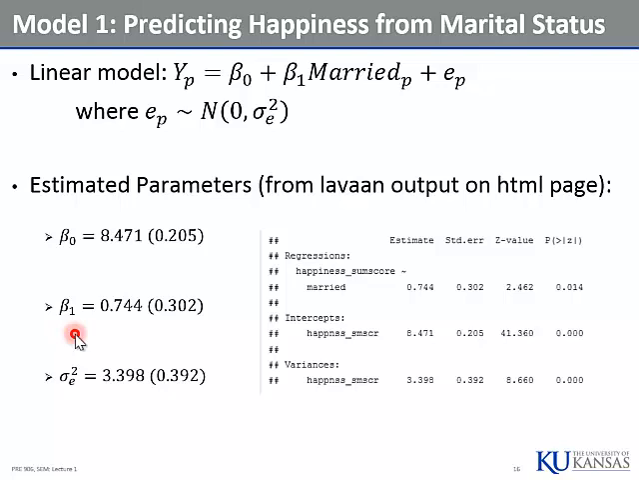So far, so good? Finally, sigma squared error, 3.398, is the value. Is that bigger or less than the sigma squared error from the previous slide?